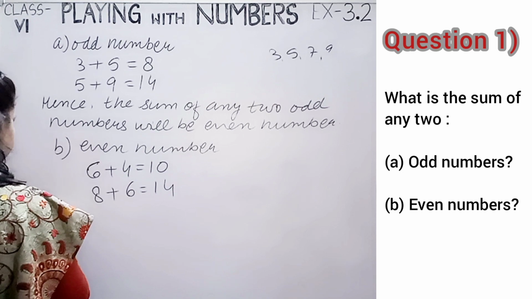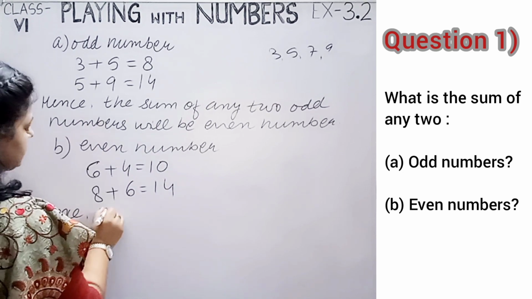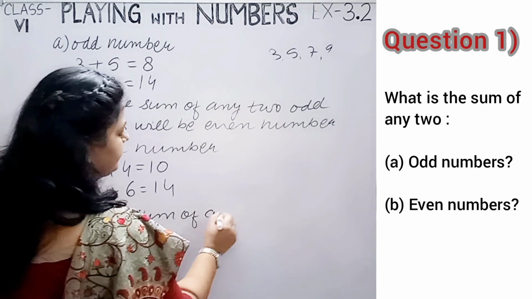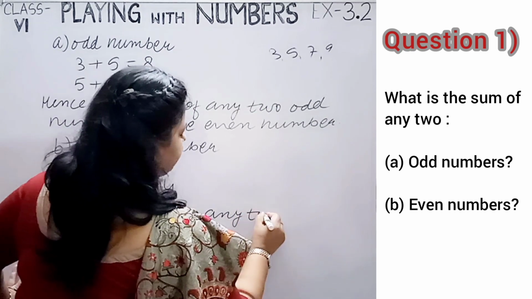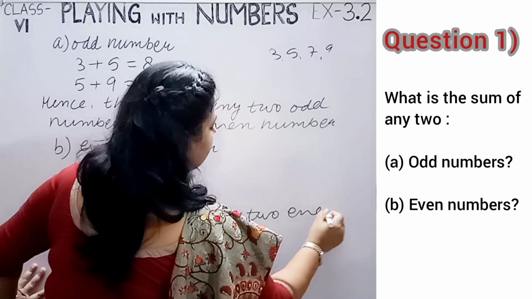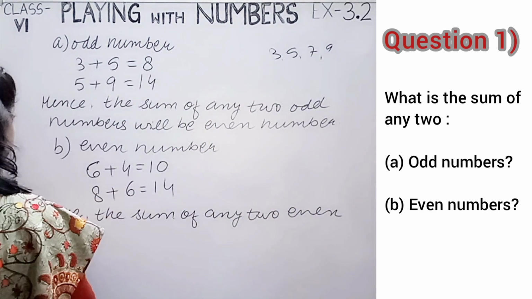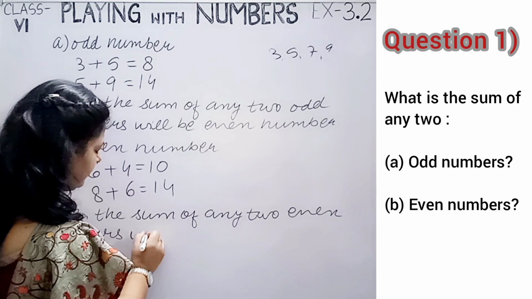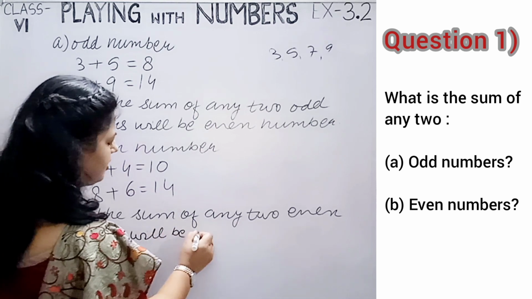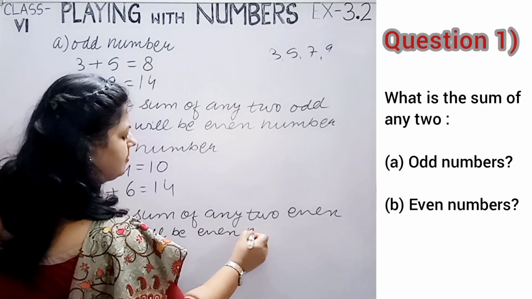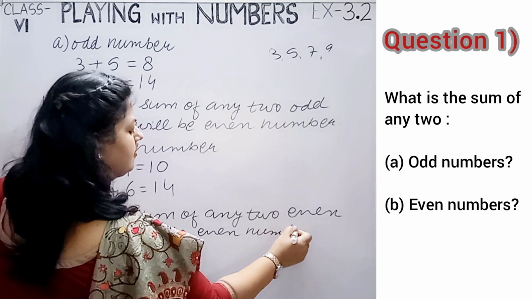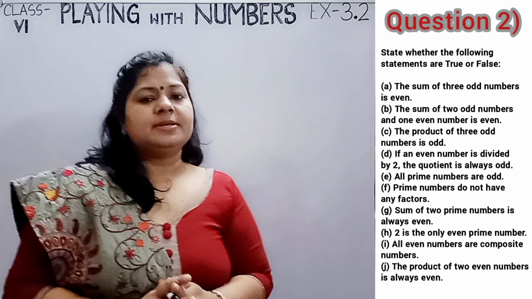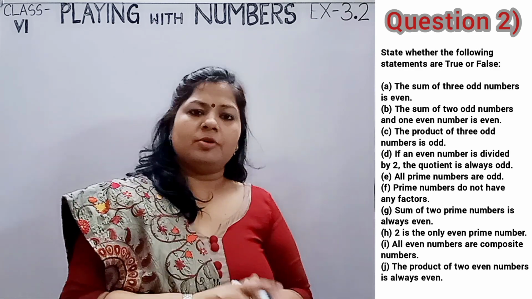So, the sum of any two even number will be even number. Answer. Question number 2. State whether the following statements are true or false.